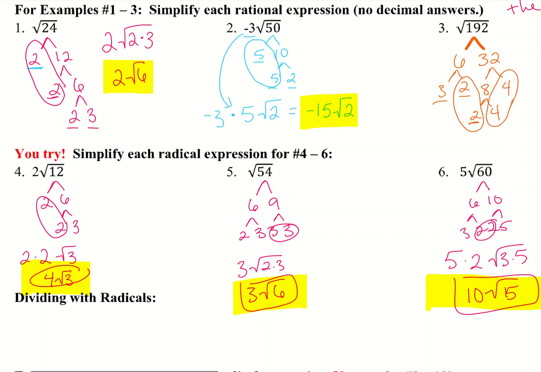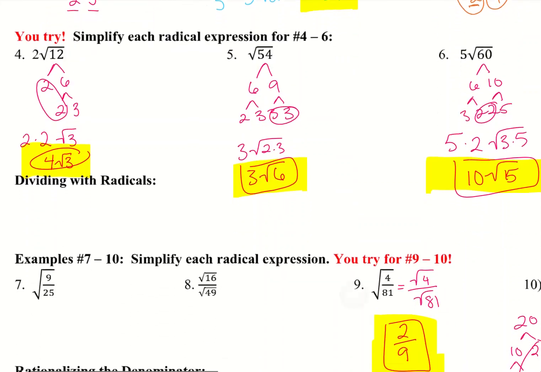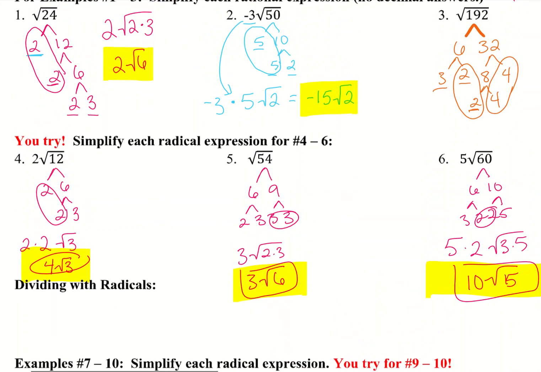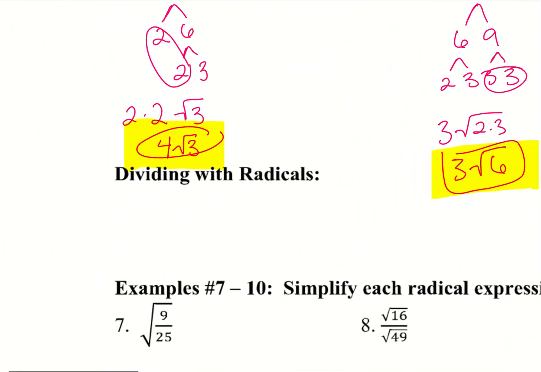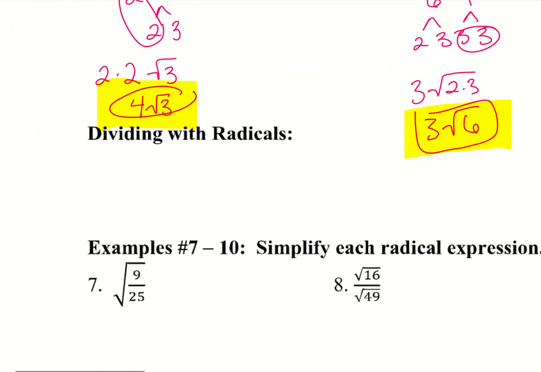Alright, dividing with radicals. Alright, so if we have a square root of some number a over b, we can simplify that to the square root of a all over the square root of b. Doing that allows us to take smaller numbers and simplify them using a factor tree, or if they're perfect squares. So you don't have to worry about the whole fraction. You can simplify it to 2 different radicals.